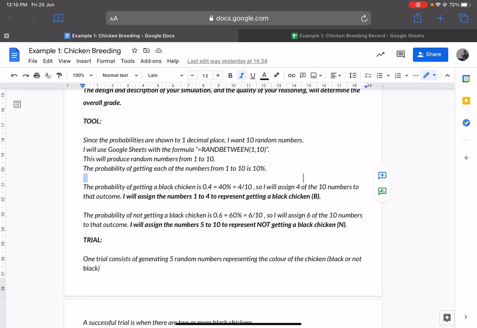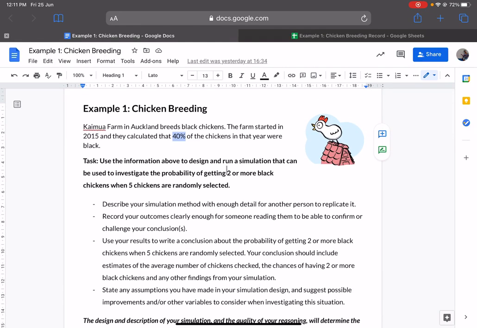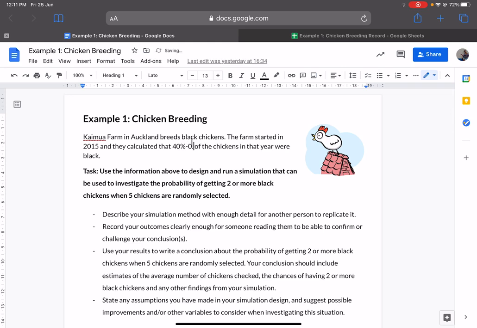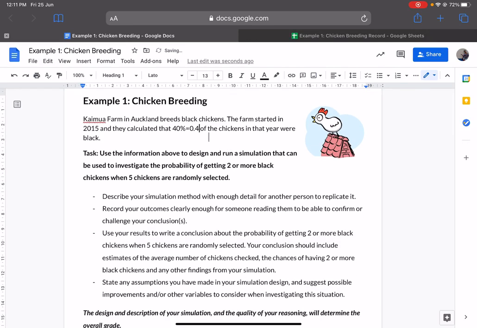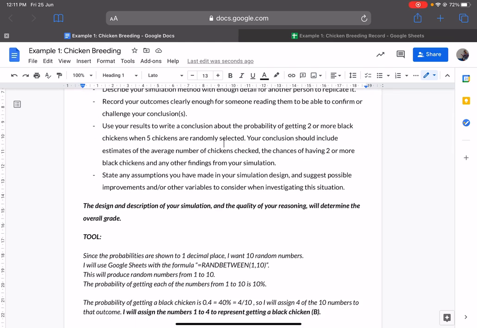We decide how many random numbers we want. Since the probabilities are shown to 1 decimal place, I want 10 random numbers. This is from here, where we're looking at 40% of the chickens. That is the same as 0.4. So that's 1 decimal place. That means that we're working with tenths, because this place after the decimal point is your tenths column. So you only need 10 random numbers.